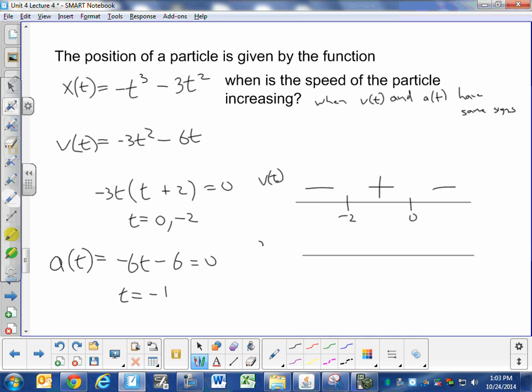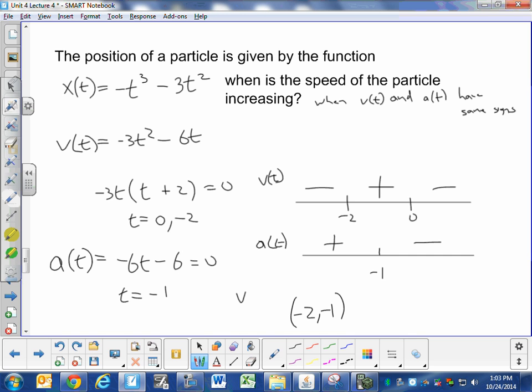Plot a of t, negative 1. We look at values bigger, like 0. I get negative 6 if I plug in 0. If I plug in values that are negative, I'll get positives. So when is the speed of this particle increasing? Between negative 2 and negative 1, and between 0 and infinity.